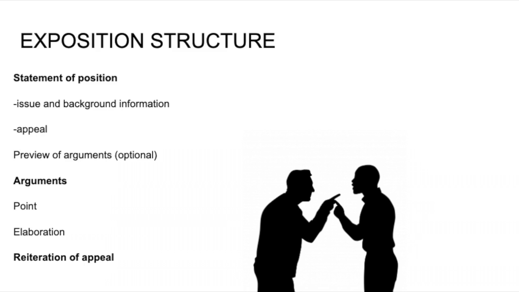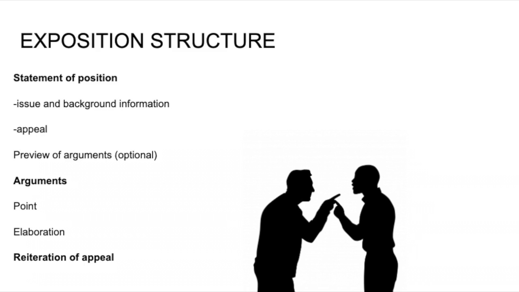What's the structure of the exposition? And most of you would have had to write that when you're annotating your actual text. On the left-hand side, we have the structure. It's basically the same as the statement of position. So your issue and your background information. It's an appeal, so an appeal to you to do something about the plastic bag situation, for example.